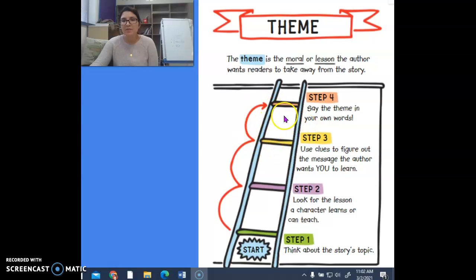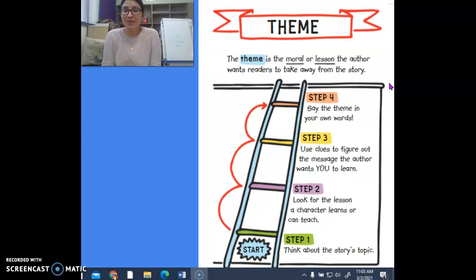And then step 4, our last step, say the theme in your own words. Remember, the theme is the moral or lesson the author wants the reader to take away from the story. So the theme is, the lesson is, don't lie. Because if you lie, then the next time you may need help, the person you're trying to get help from may not believe you. So telling the truth is the best. So that is, I said the theme in my own words.